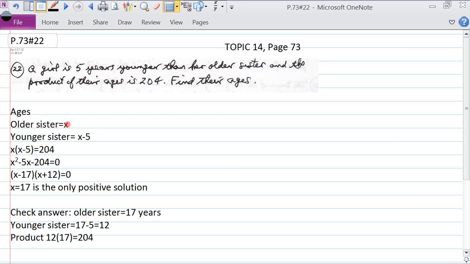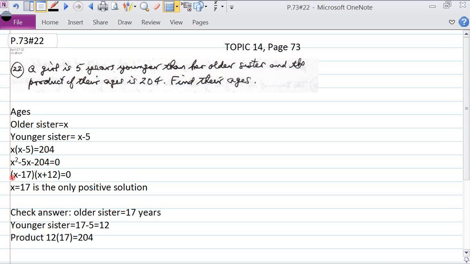So the older sister is x. If we subtract 5 years, we're going to get the younger sister. And now it says the product of their ages, so I have to multiply x times x minus 5, which is 204. So I'm multiplying the older sister by the younger sister, and I get 204. By the distributive rule, x times x is x squared, x times minus 5 is minus 5x. I bring the 204 from the right to the left, and I get minus 204.